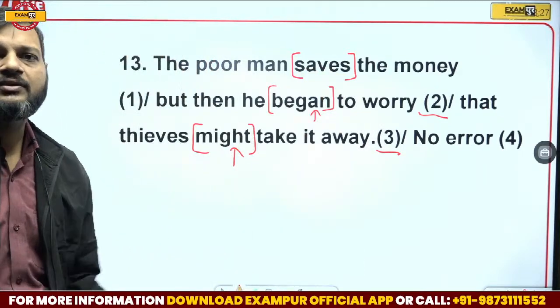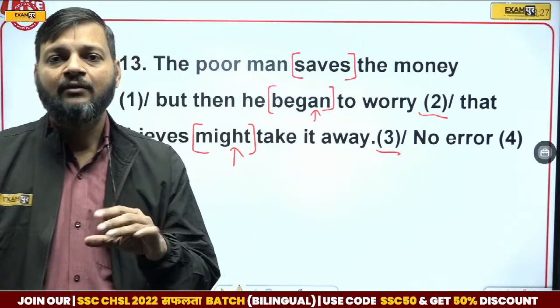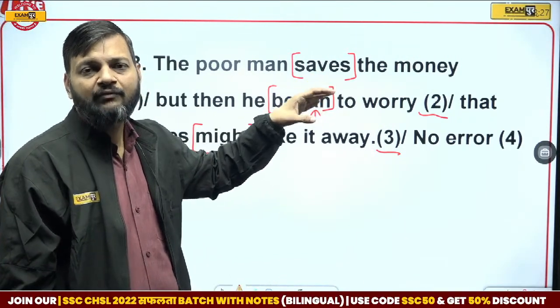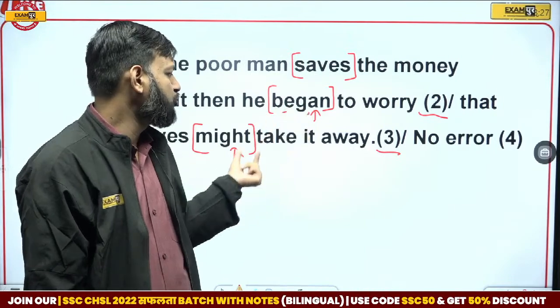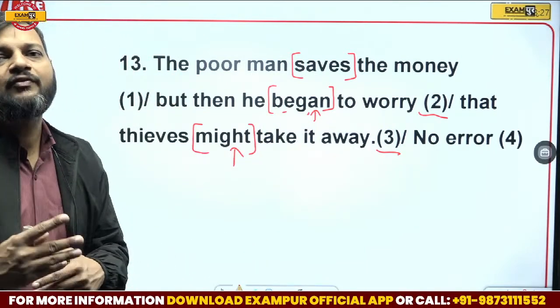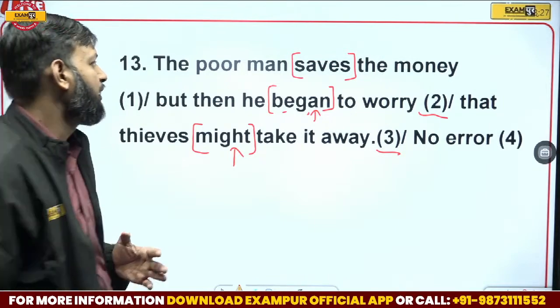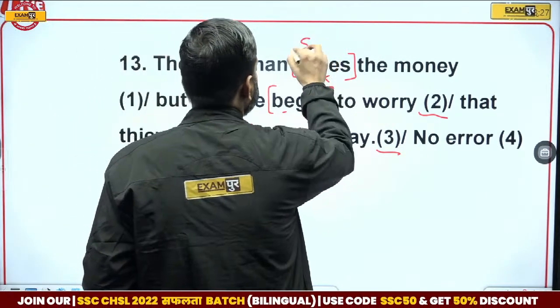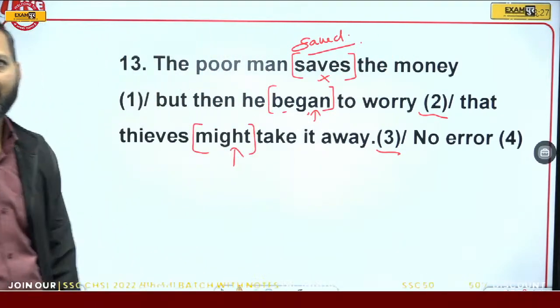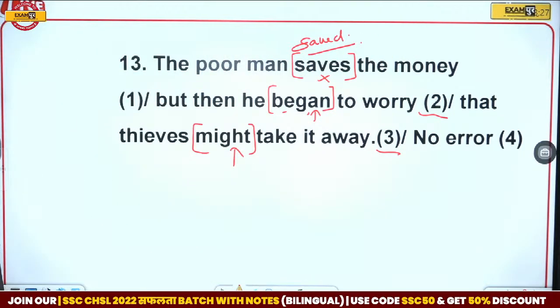It means the sentence should be in past, because if we consider this sentence as present, we will have to change these two verbs, and we cannot make changes in two parts. It means we have to make this sentence in past tense. So here saves will be replaced by saved. Okay, clear?